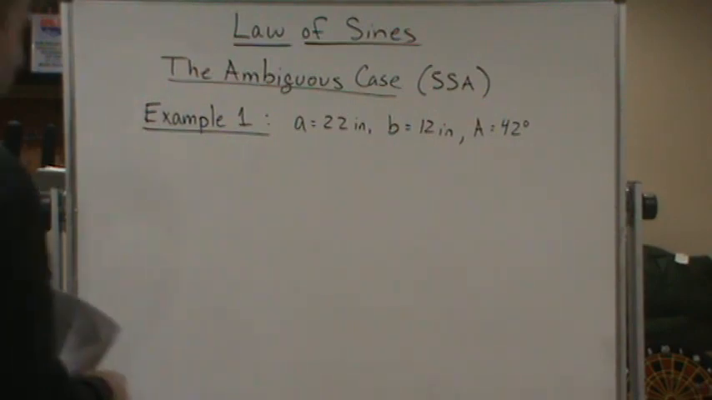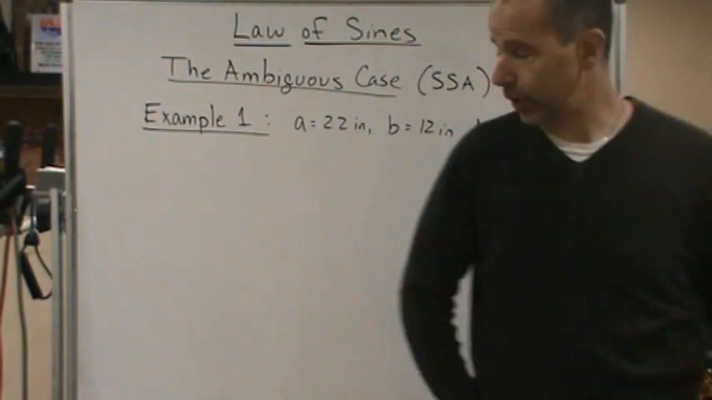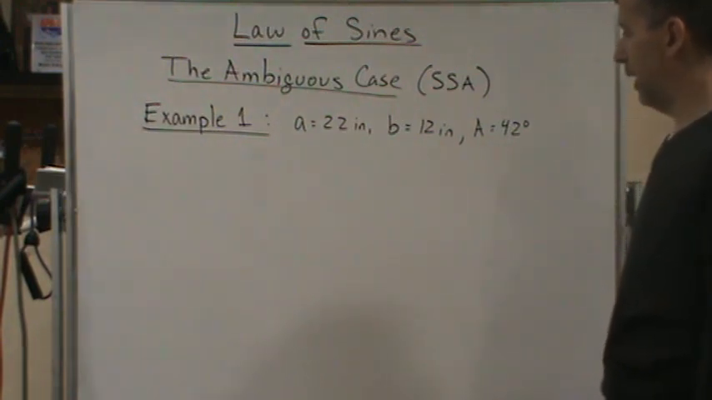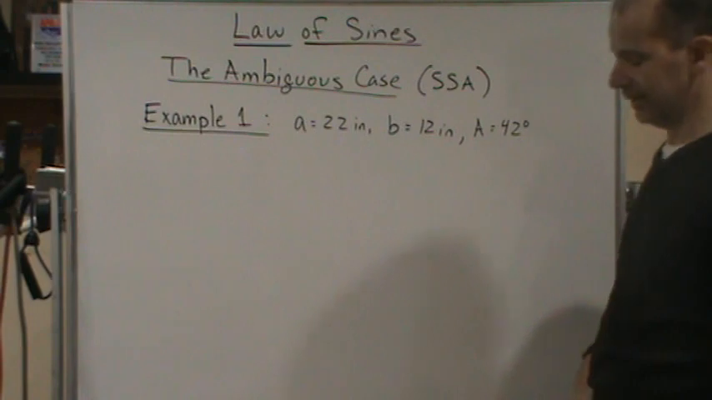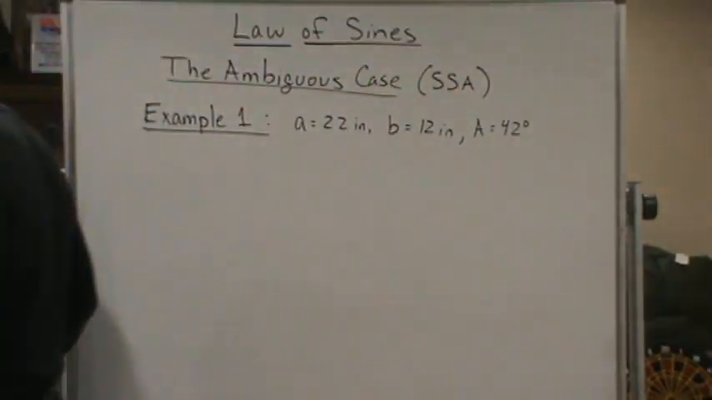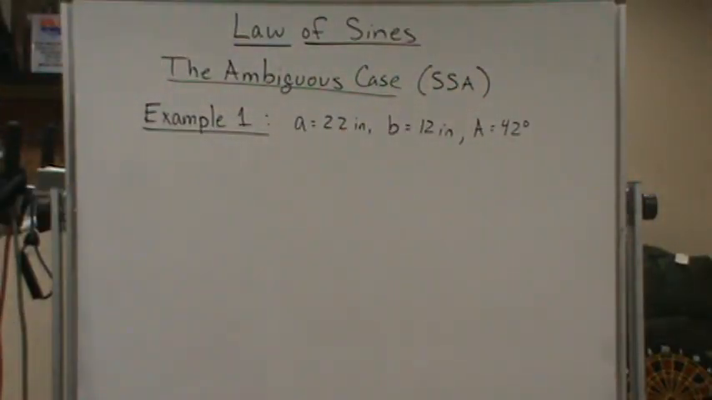All right, welcome. And now we're going to do an example where we have a side-side angle. So here we're given two sides of a triangle. We're given the angle A, 42 degrees.